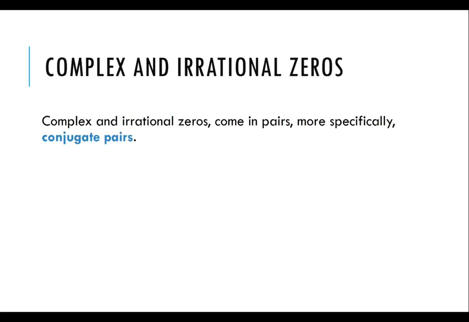Now, everything that we've dealt with up to this point has really usually been real zeros, and usually rational zeros. We might have seen an irrational zero or two, but what matters is that complex zeros and irrational zeros are always going to come in pairs. Specifically, we call those conjugate pairs.